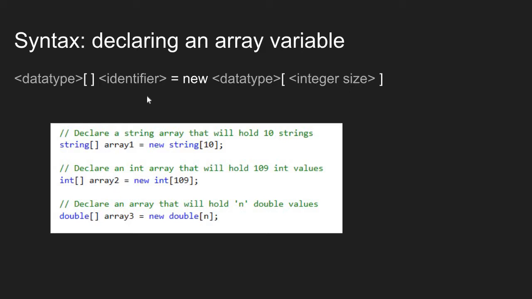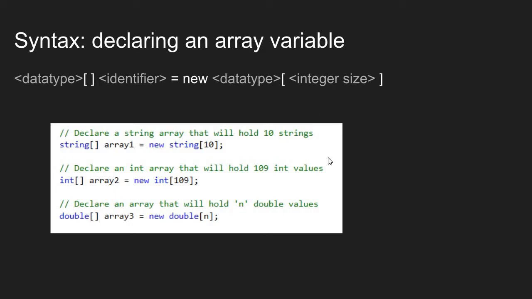Next thing we need to do is build the array. In C#, our building keyword is new. The new keyword says we are about to build something. So I'm going to assign into this array identifier a new array of that same type of array. So I'm going to have my data type in square brackets again, and in this case, inside the square brackets, I'm going to have the size of the array. How many elements will it hold? It's going to be some integer value.